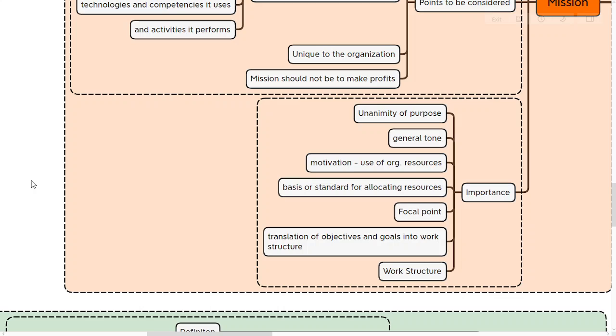It sets the general tone to ensure unanimity of purpose within the organization. It provides a basis for motivating the use of the organization's resources, and a basis or standard for allocating resources. So the mission is a focal point. It is also a translation of objectives and goals into the work structure.